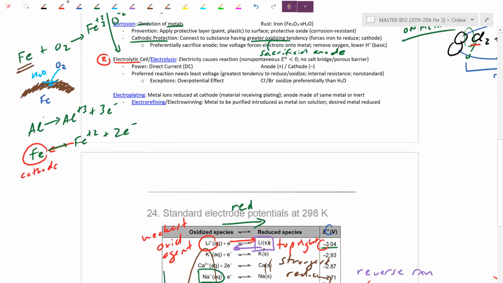Then we switch over to electrolytic. I already mentioned on the table, it's actually fairly similar. It's just the 2 reactions will cross over. We're going to get a non-spontaneous reaction. You don't need a salt bridge because it's non-spontaneous, so typically you're just going to have one thing.